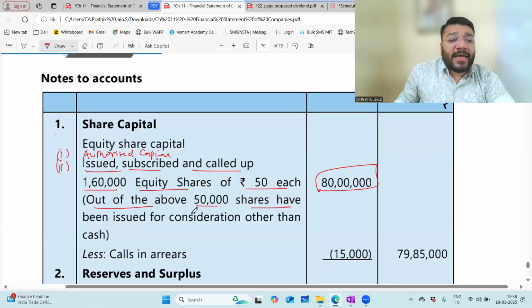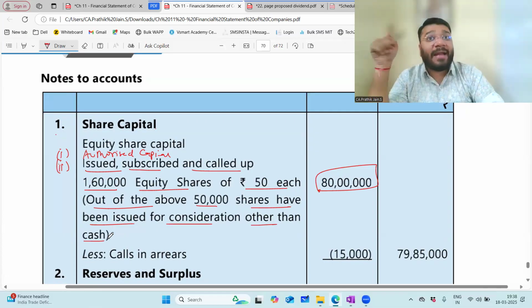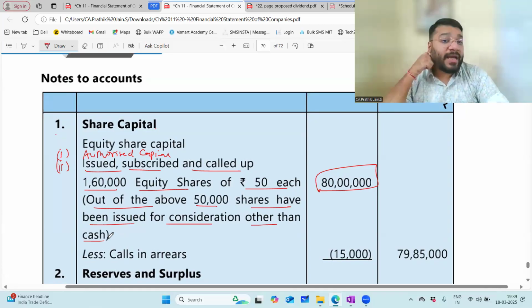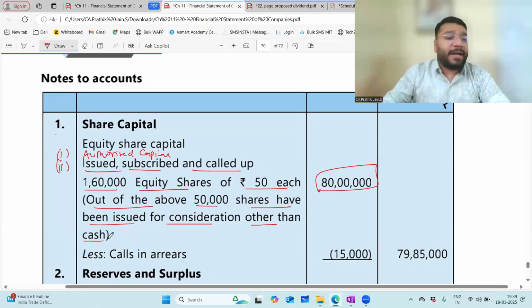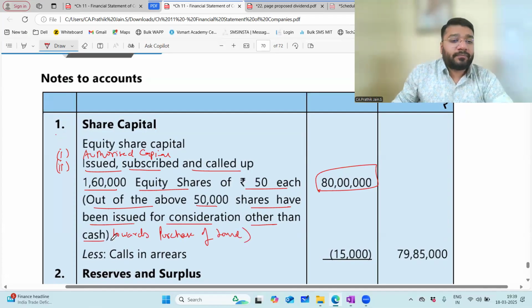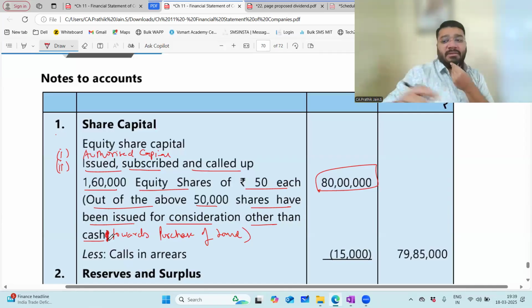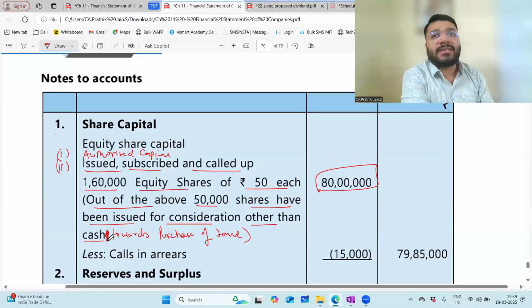Out of the above, 50,000 shares have been issued as consideration other than cash. Or you can mention for what purpose also. It's towards purchase of land. That also you can mention. Out of the above, 50,000 shares have been issued for consideration other than cash towards purchase of land. Because as a shareholder, I want to know you have issued these shares for what purposes. So mention that it is towards the purchase of land.